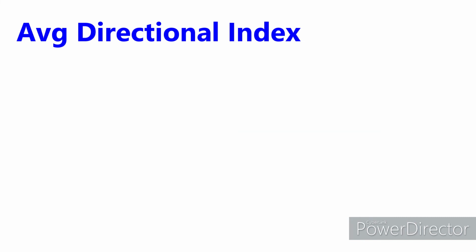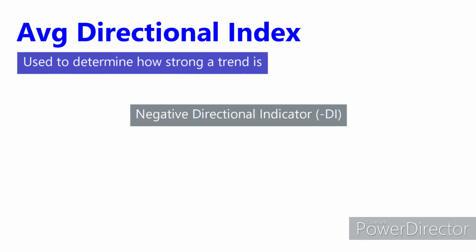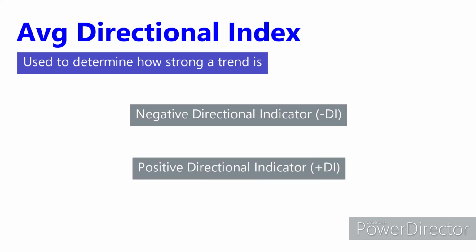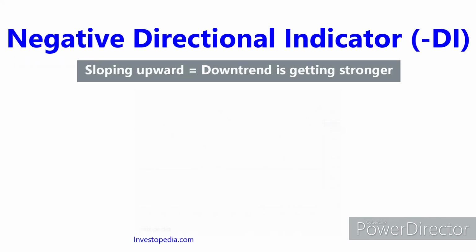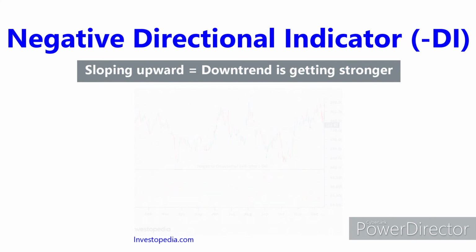The average directional index is mainly used to determine how strong a trend is. It is shown in 2 separate lines, the negative directional indicator, negative DI, and the positive directional indicator, positive DI. The negative DI measures the presence of a stock's downtrend. If it is sloping downward, then it indicates that the strength of the downtrend is getting stronger. It looks like a reflection of the initial chart.